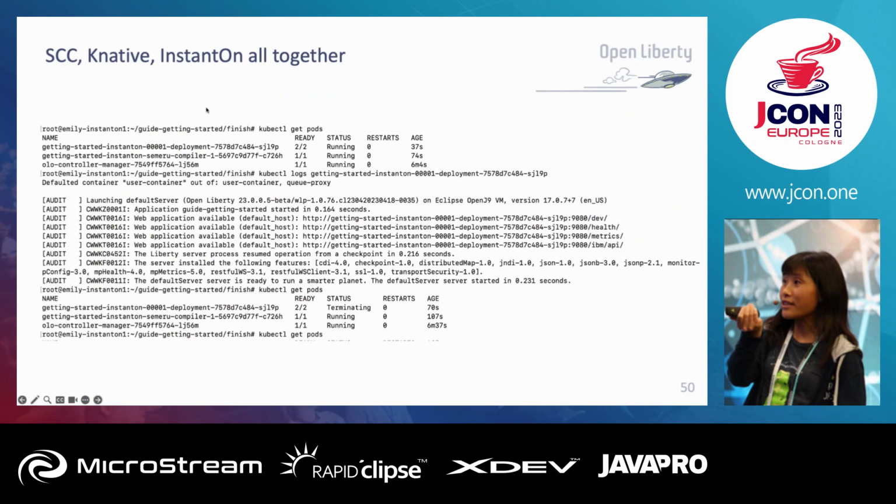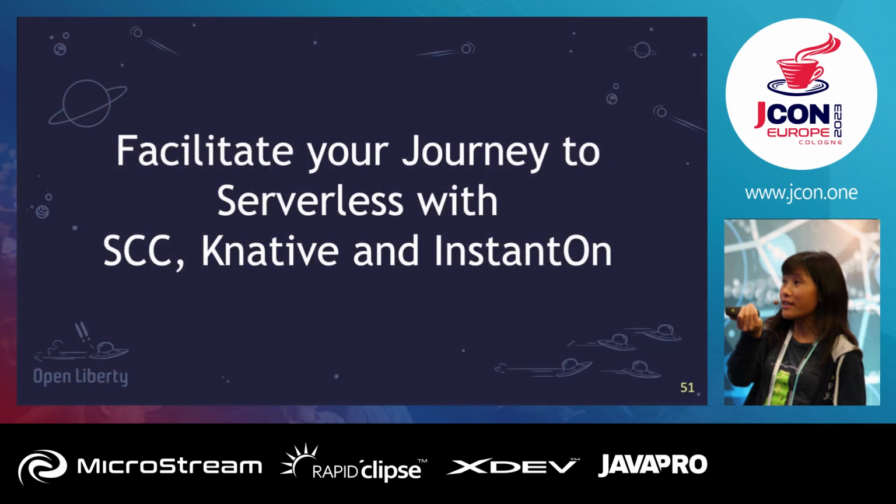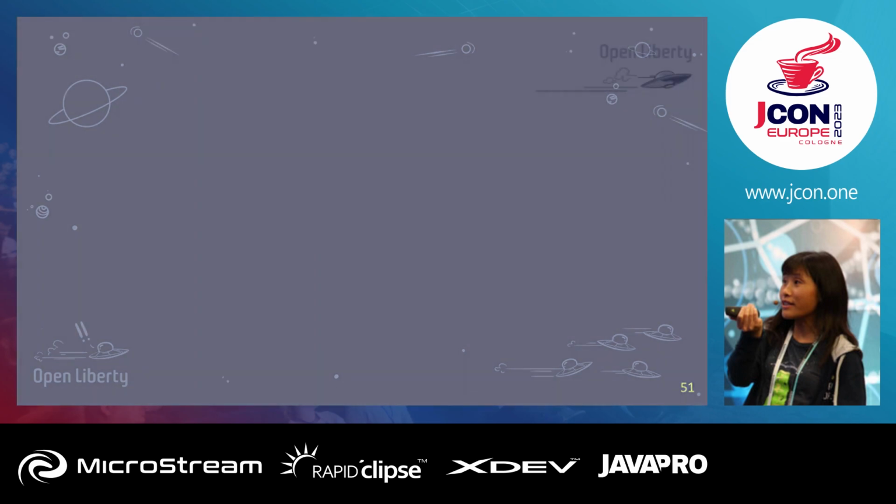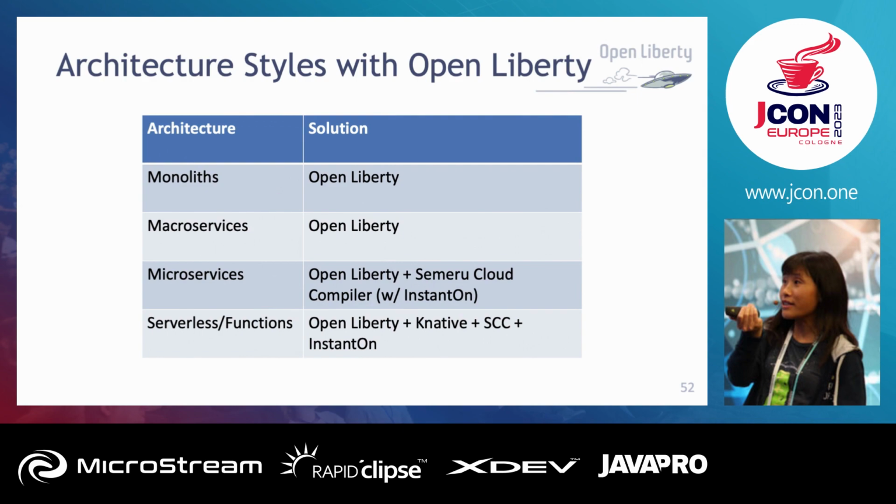So with that, let me go towards the end of the slides. The journey for serverless is unlocked with Semeru Cloud Compiler, Knative, and Instant On. Our picture is: if you want monoliths, you can use Open Liberty. For microservices, you can use Open Liberty with JIT server, the Semeru Cloud Compiler, with Instant On, and serverless you can do with Knative as well. So it's very simple.